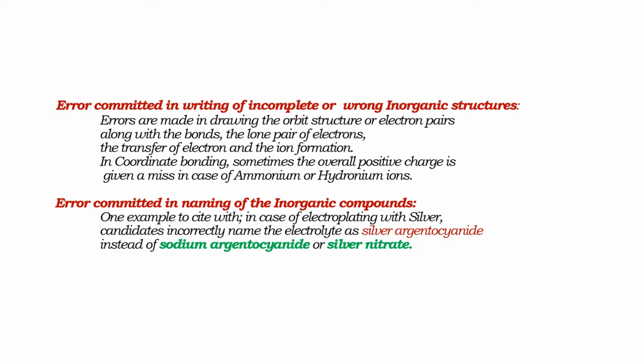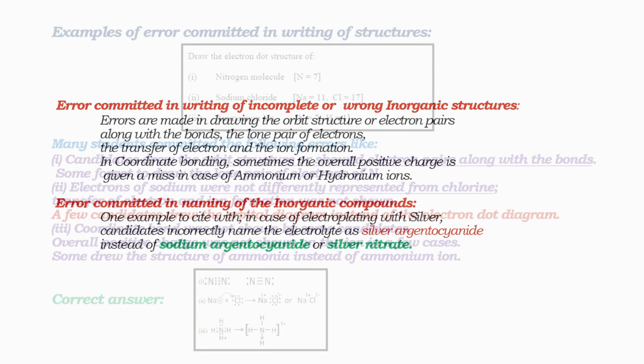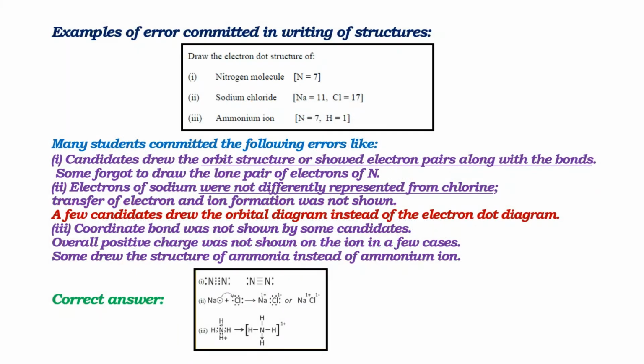Errors committed in naming of the inorganic compounds. One example to cite: in case of electroplating with silver, candidates incorrectly name the electrolyte as silver argentocyanide instead of sodium argentocyanide or silver nitrate.